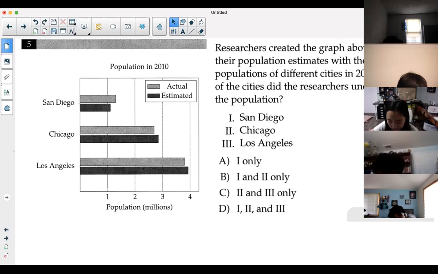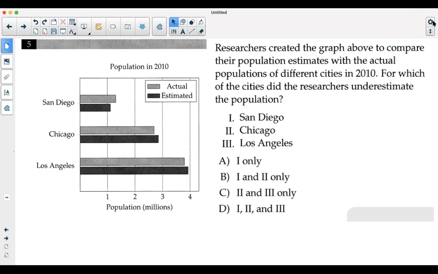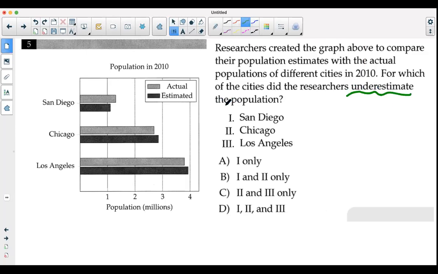So, for which of the cities did the researchers underestimate the population? Underestimated the population, that means what? The estimation has to be lower than the actual. So what's the estimation? The dark one is the estimation. Actual is the lighter color. So the dark one has to be less than the actual, which is this one, and that's it. San Diego, one only. That's why choice A would have been the answer.